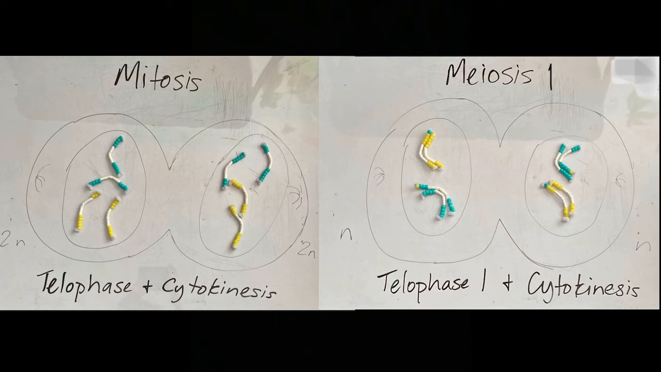At the end of telophase 1 and cytokinesis in meiosis, now this is the end of meiosis 1, and we started with a diploid cell, but now we have two haploid cells, each with one chromosome, and the daughter cells are genetically different to the parent cell.